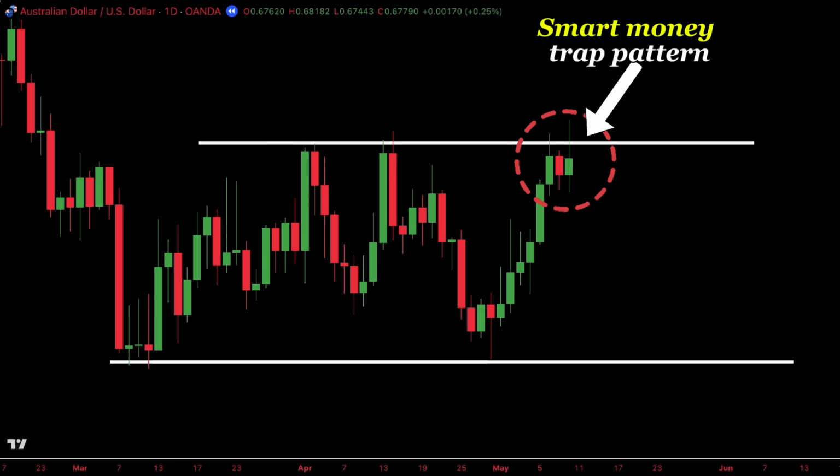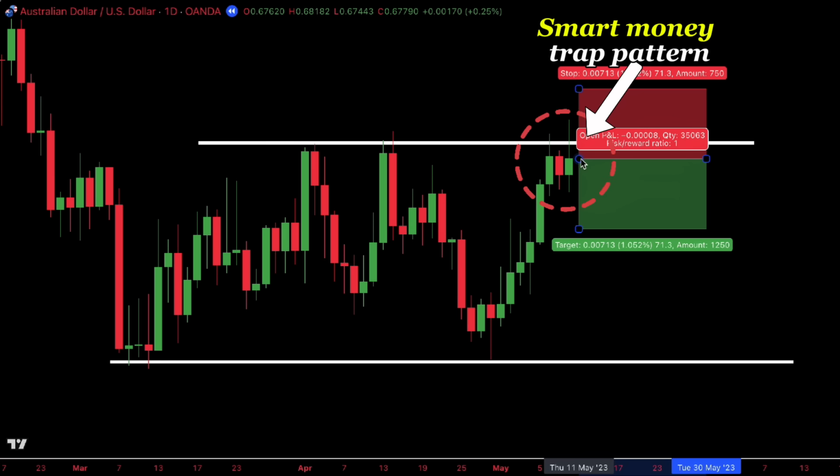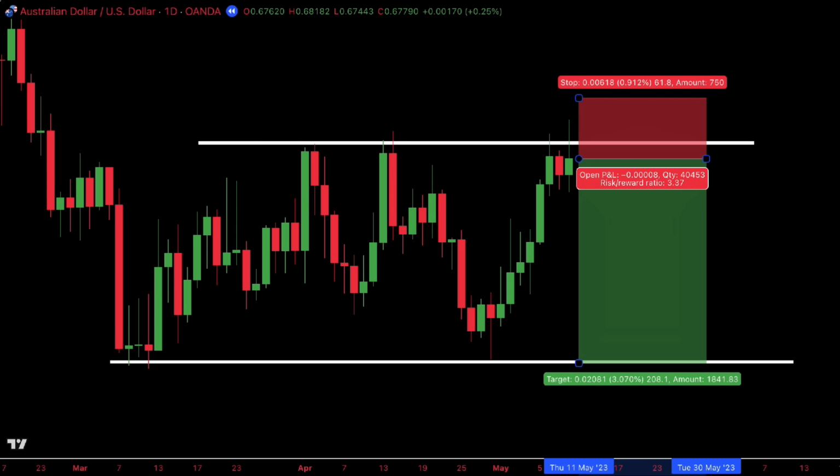In just a few minutes, you can identify this setup, place your entry, set your stop loss above the sweep, and target the next key level. Then you simply let the trade play out. And as you can see, the market moved exactly as expected and reached the target.